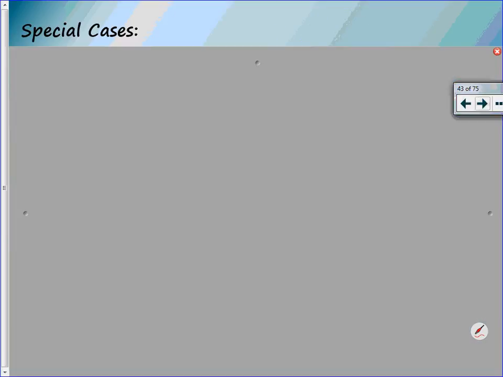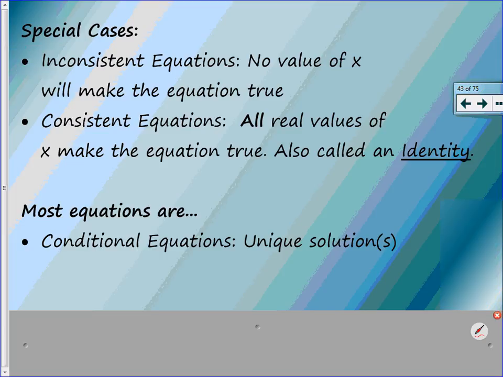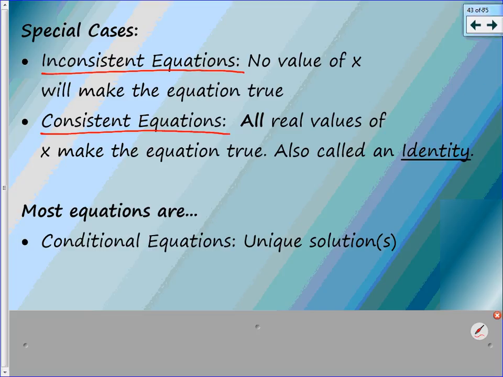Okay, so there are 2 special cases when you solve: inconsistent equations and consistent equations. Not all equations are solvable. Every equation we've gotten so far has been solvable, but not all are. If they are not solvable, they're called inconsistent equations, and that means no value of x will make the equation true. Let me explain what that looks like.